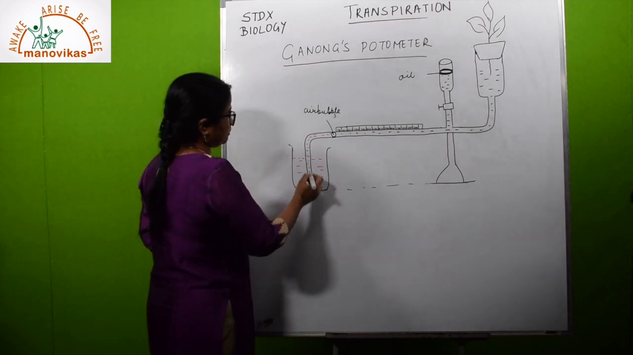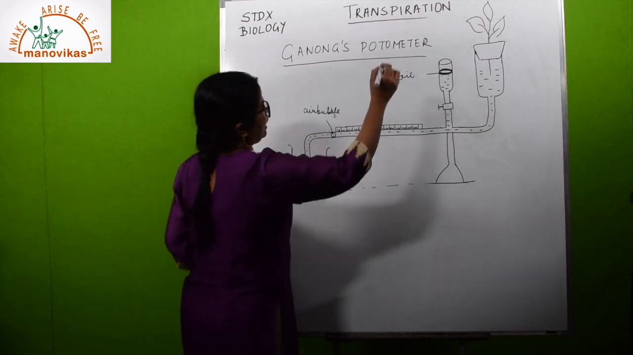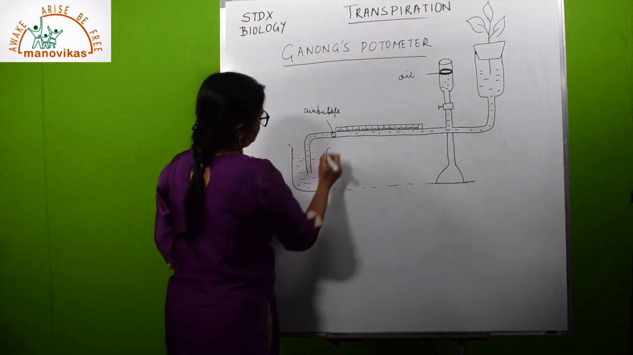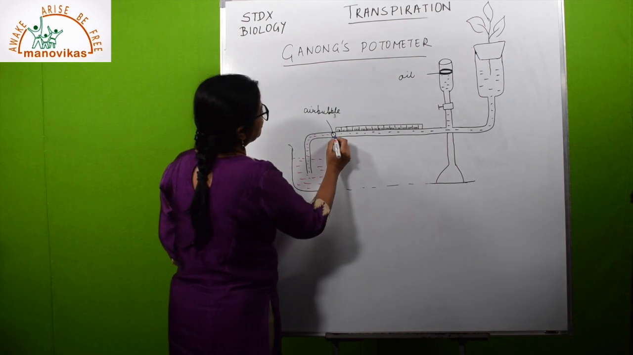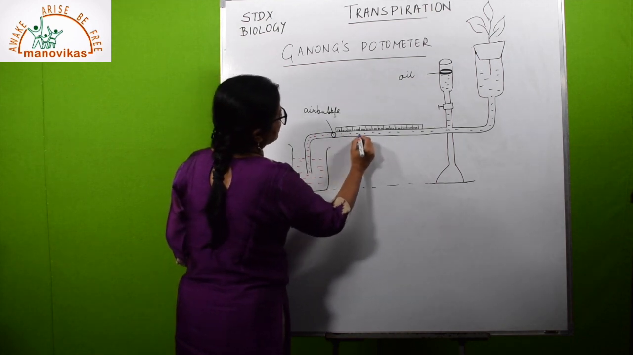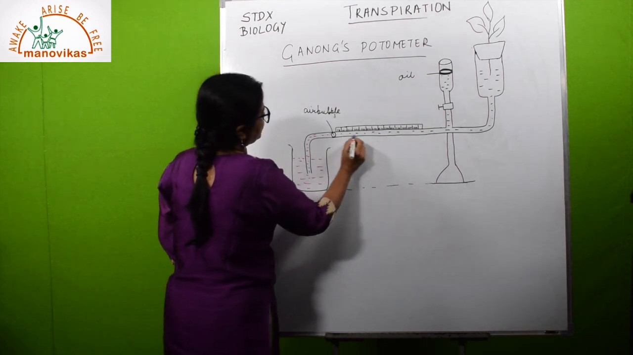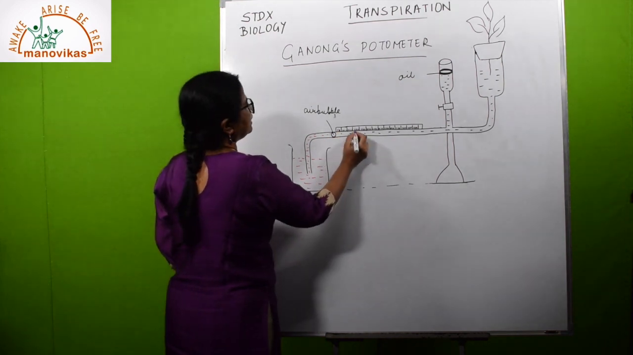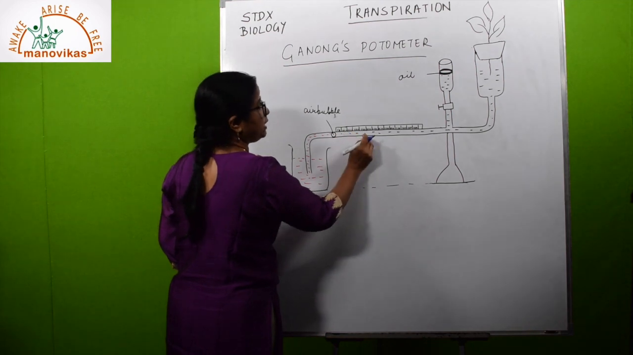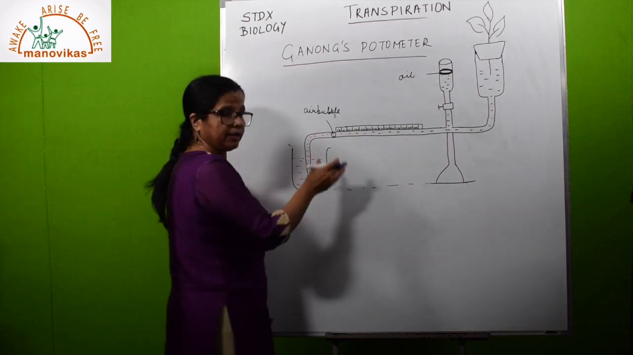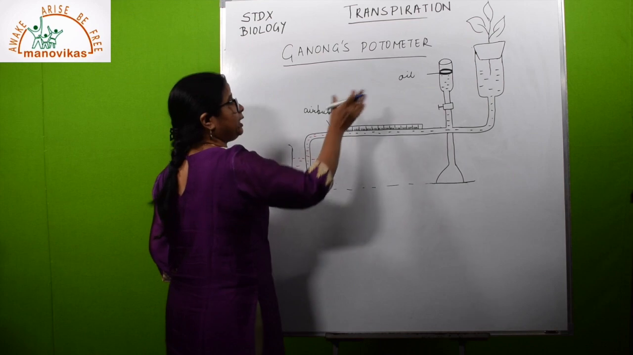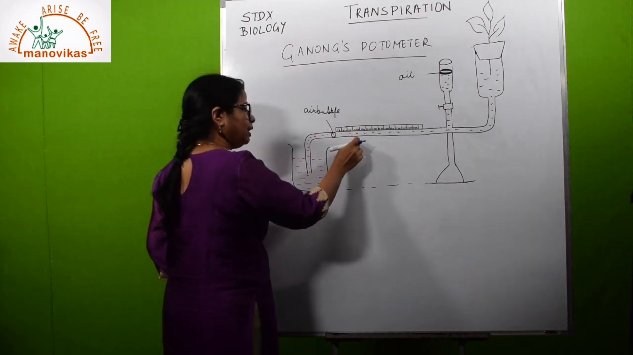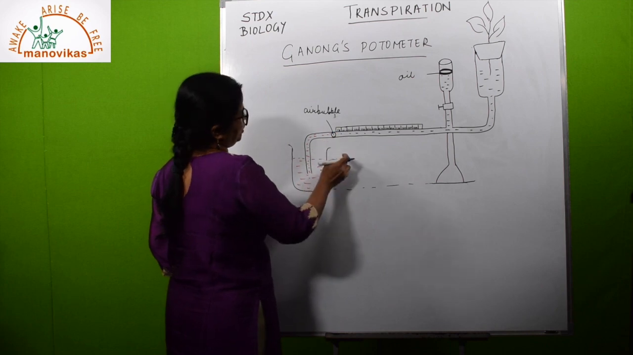Now as transpiration happens, water is being lost from the aerial parts through the leaves. This air bubble which has been introduced here moves along this horizontal tube. As it moves along, first we can note its initial position, then we can see its final position. Finally, after the time period for which we want to test, the final position of the air bubble can be noted and then we can find our results.